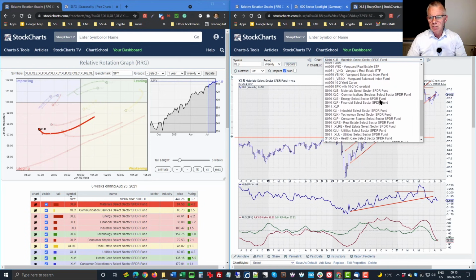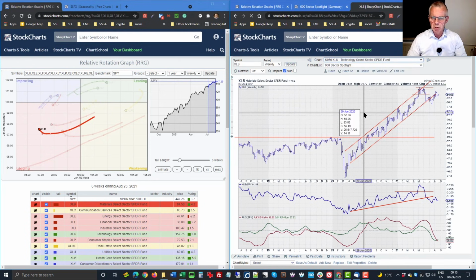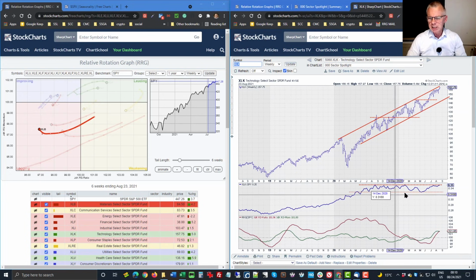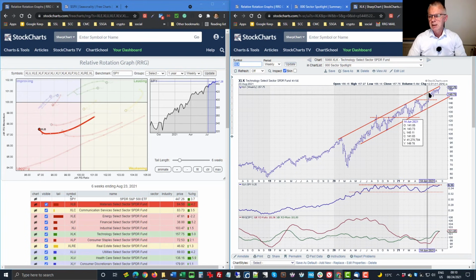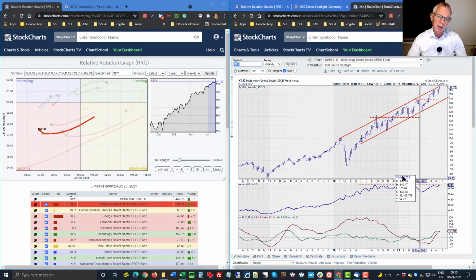Technology is still one of the stronger sectors. It's pushing against a breakout in relative strength. That's something that we need to keep an eye on. It's pushing against the top of the channel. It's one of the better sectors at the moment.